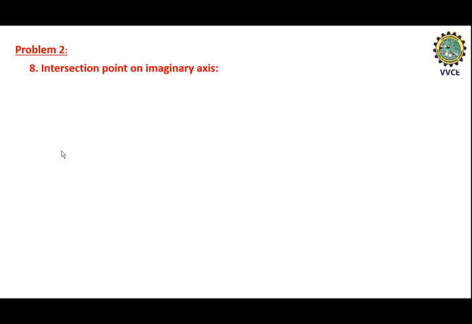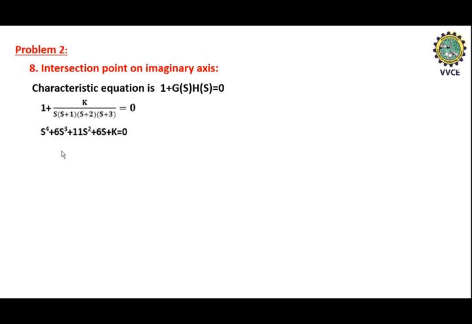Next, intersection point on imaginary axis. If it is an infinite branch, it has to cross the imaginary axis, that is the j omega axis, or you can call that the y axis. On which point the root locus branch is going to pass, that we need to find out. First, obtain the characteristic equation from the given transfer function and construct the Routh array.